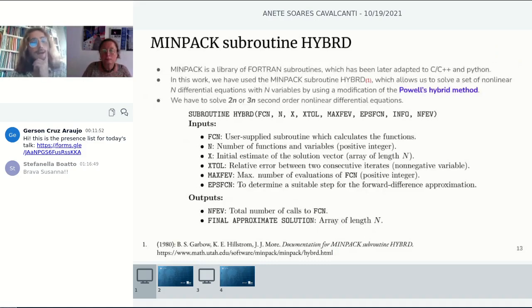Well, and now the important part is how to solve the central configuration equations. Basically, I have used a library for Fortran that was written, if I remember correctly, in 1980. Originally it was written for Fortran, but now it has been adapted to C, C++, and Python. It allows us to solve a set of n nonlinear equations with n variables. I have used this one because it is extremely easy to implement. The only thing that we have to worry about is a user-supplied subroutine which calculates the functions, because the Jacobian you don't need to take as an input. It is computed by forward differences.